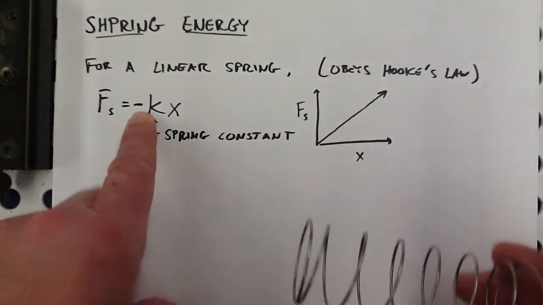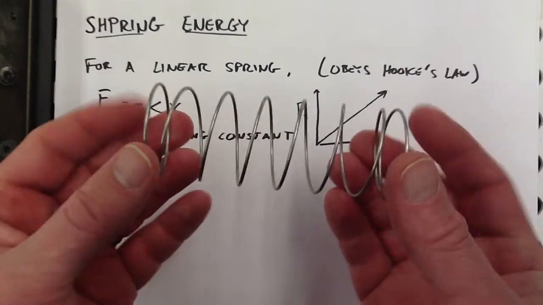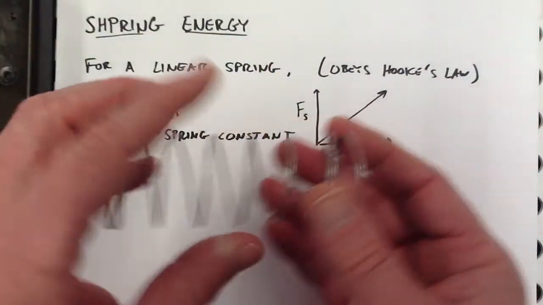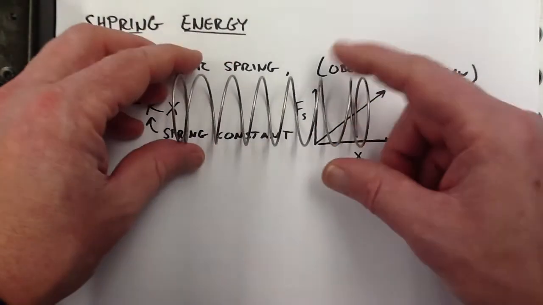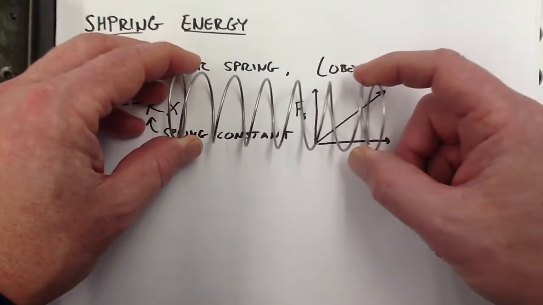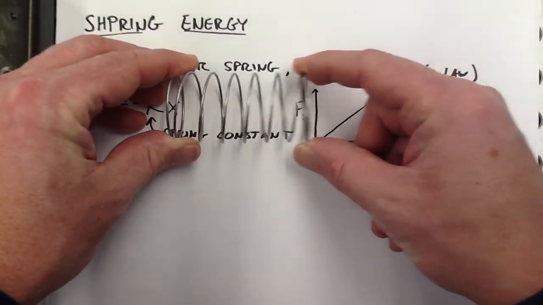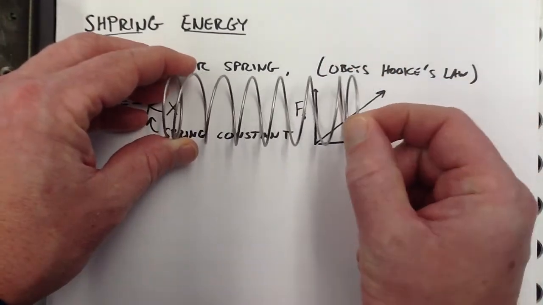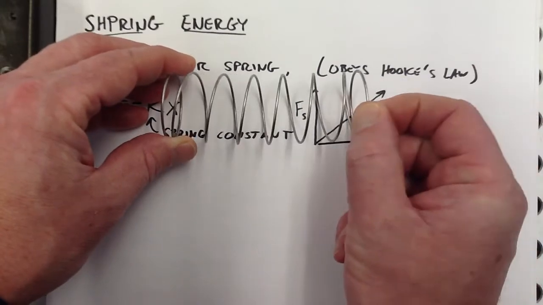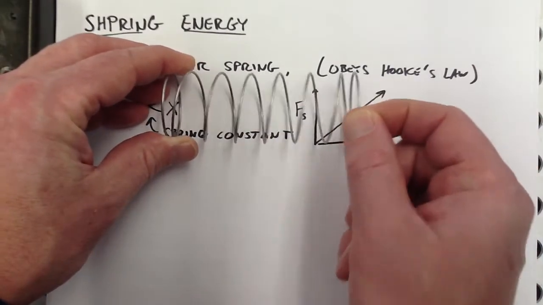The negative sign you could think of as reminding us that spring force is a restoring force. So right now that spring is in equilibrium. If it gets stretched out a little bit, it wants to go back. If it gets compressed a little bit, it wants to go back. So whatever displacement it's experiencing, the force is in the opposite direction because it wants to go back to equilibrium.